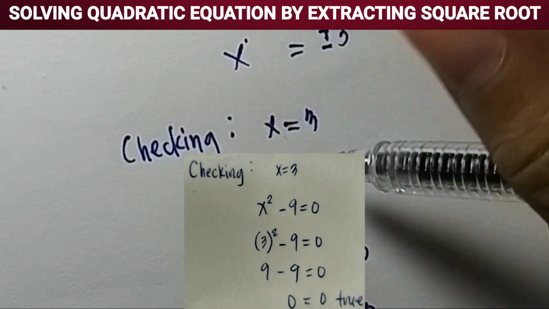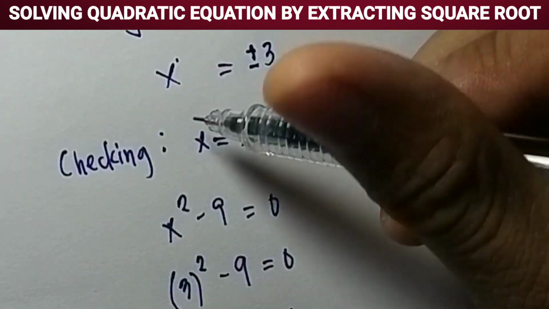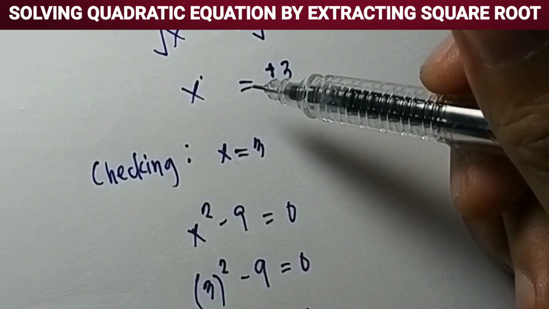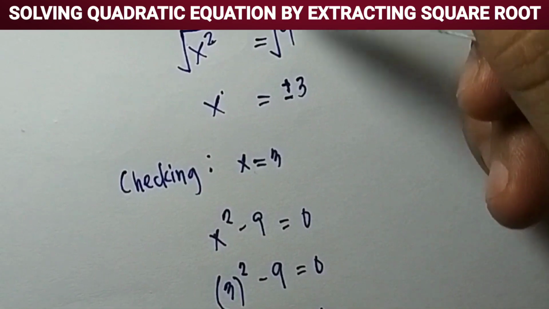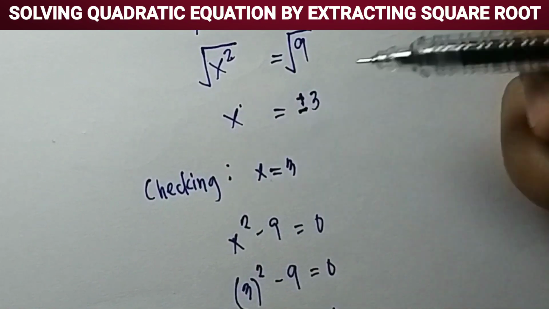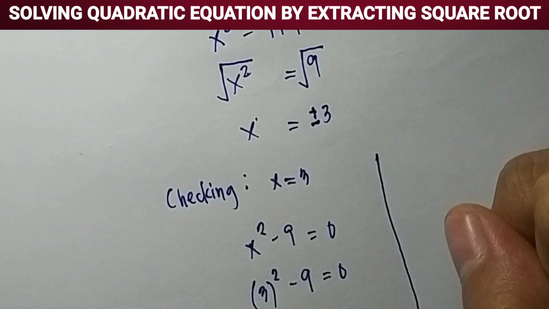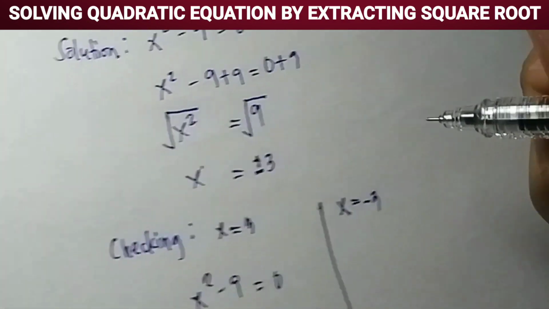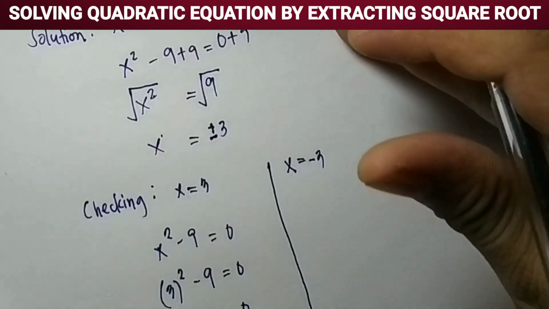Kay true man, meaning kining atong answer nga positive 3, mao ang solution sa atong x squared minus 9. So correct siya, wala ta nagkamali sa atong answer nga positive 3. Karon kay duha ba atong answer, positive 3 ug negative 3, atong tan-awon kung mo-true ba pod kung negative 3 na pod atong gamiton. Kung dili siya mo-true, meaning walay labot sa solution ang negative 3.